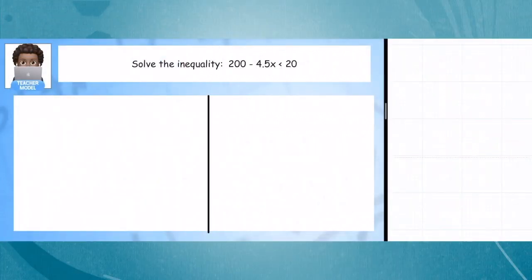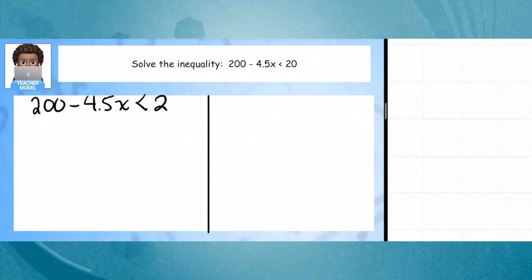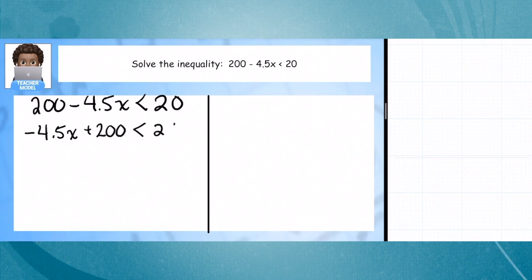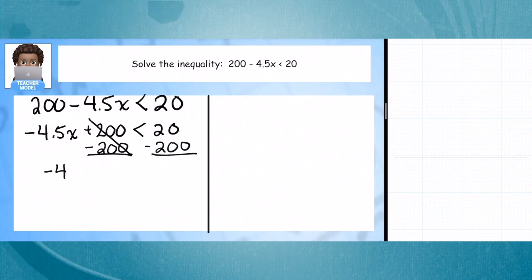Let's look at our first problem. 200 minus 4 and 5/10 x is less than 20. If you'd rather see it in our ax plus b equals c form, I can just move this around, if that makes you more comfortable. We're still going to solve it the same way we would a two-step equation. So I'm going to make a zero pair with b. And that leaves me with negative 4 and 5/10 x is less than negative 180.